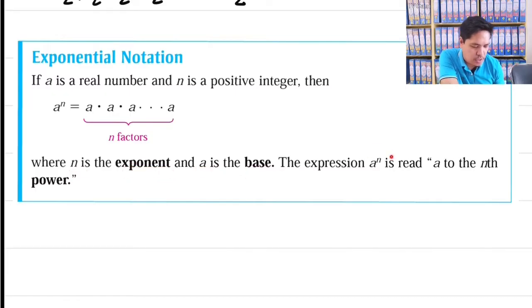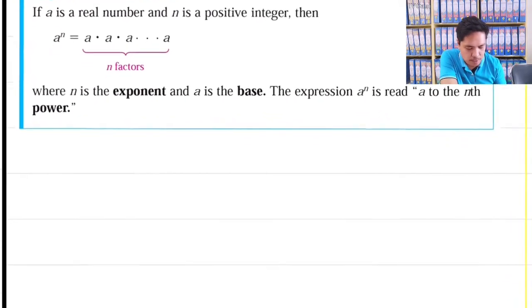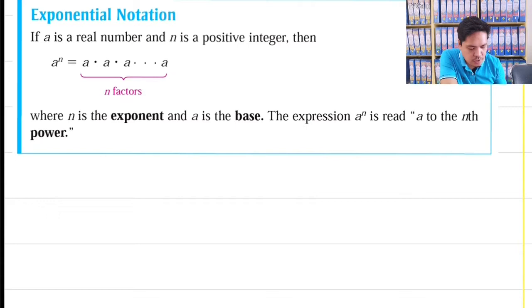So the expression A raised to n is read as A to the nth power, or A raised to n. That's also fine. So probably I'll always say it as A to the nth power, as this is the formal way of saying it. Okay, so that's it.